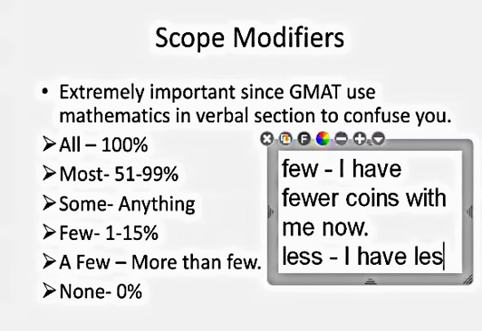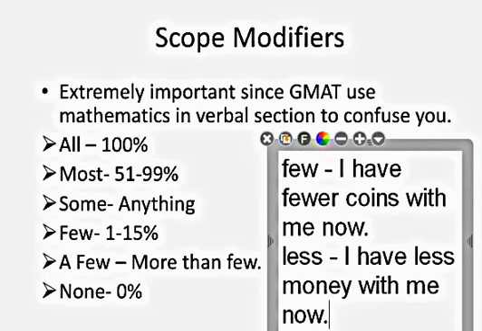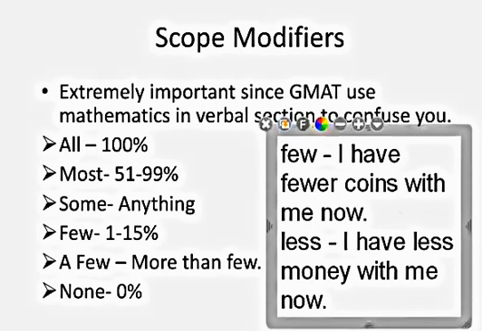I have less money with me now. So the thing is, here we are talking about coins. And can you count coins? Yes, you can count coins. I gave this example because as far as hair is concerned, you can either count them or not count them depending on how many hairs you have on your head. But when you look at few and less, you can say that I have fewer coins with me now. So you can count the number of coins.